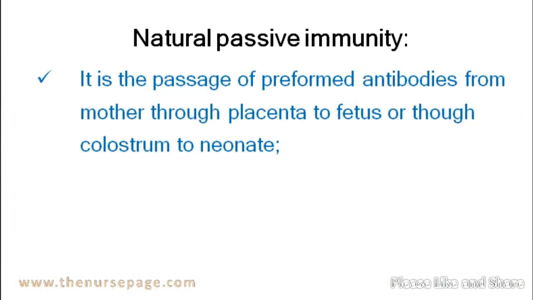Natural passive immunity is the passage of preformed antibodies from mother through placenta to fetus, or through the colostrum to neonate. So natural passive immunity is passed from the mother to baby. The already formed antibodies pass to the baby. That is an example of natural passive immunity.